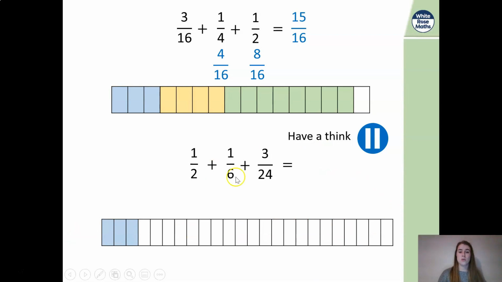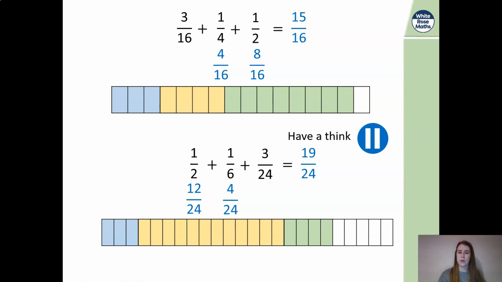Okay, so we know that they'd all go into 24. 2 goes into 24 12 times, 6 goes into 24 4 times. So if we multiply 2 by 12, 1 by 12, it gives us 12. 1 multiplied by 4 is going to give us 4. And obviously we've got 3 out of 24, so we've already got our 3. Then we're going to add our 12, and then add on our additional 4. If we count them all together, we'd have 19 out of 24.